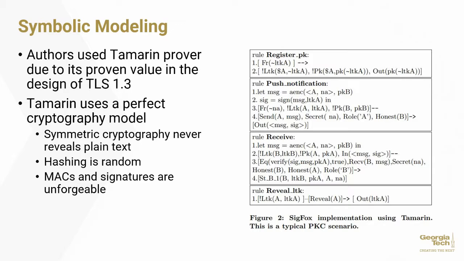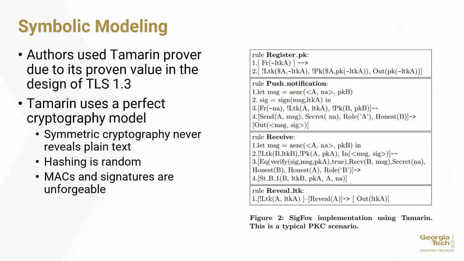This model implies that symmetric cryptography never reveals plain text, hashing acts as a random oracle, and MACs and signatures are unforgeable. The authors used Tamarin to model Sigfox as a representation of a typical public key cryptography scenario. In this example, the Sigfox server pushes an asymmetric encrypted notification with its signature to devices. Focus your attention now on the graphic on the right-hand side of your screen. While it may look complicated at first, let's tackle it one piece at a time.